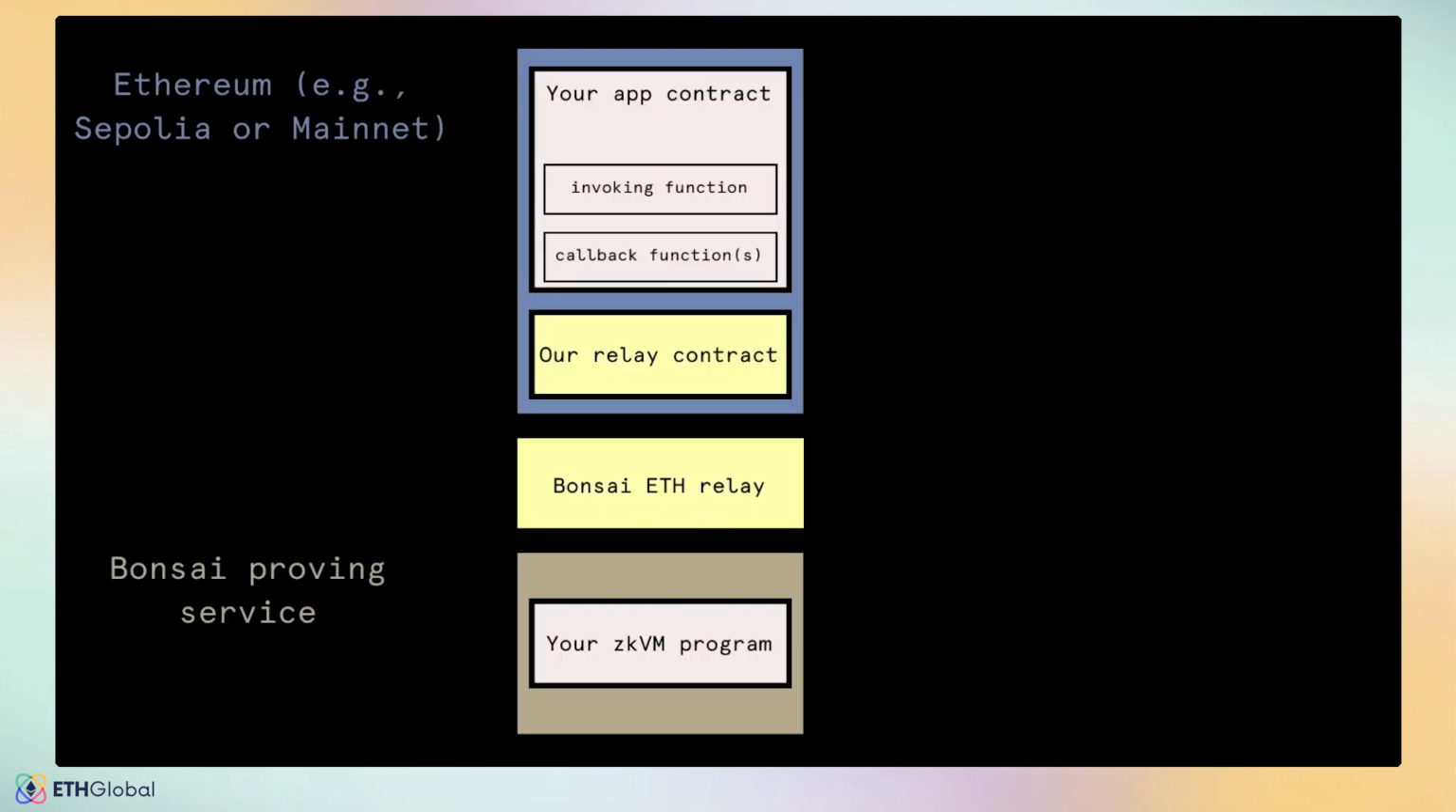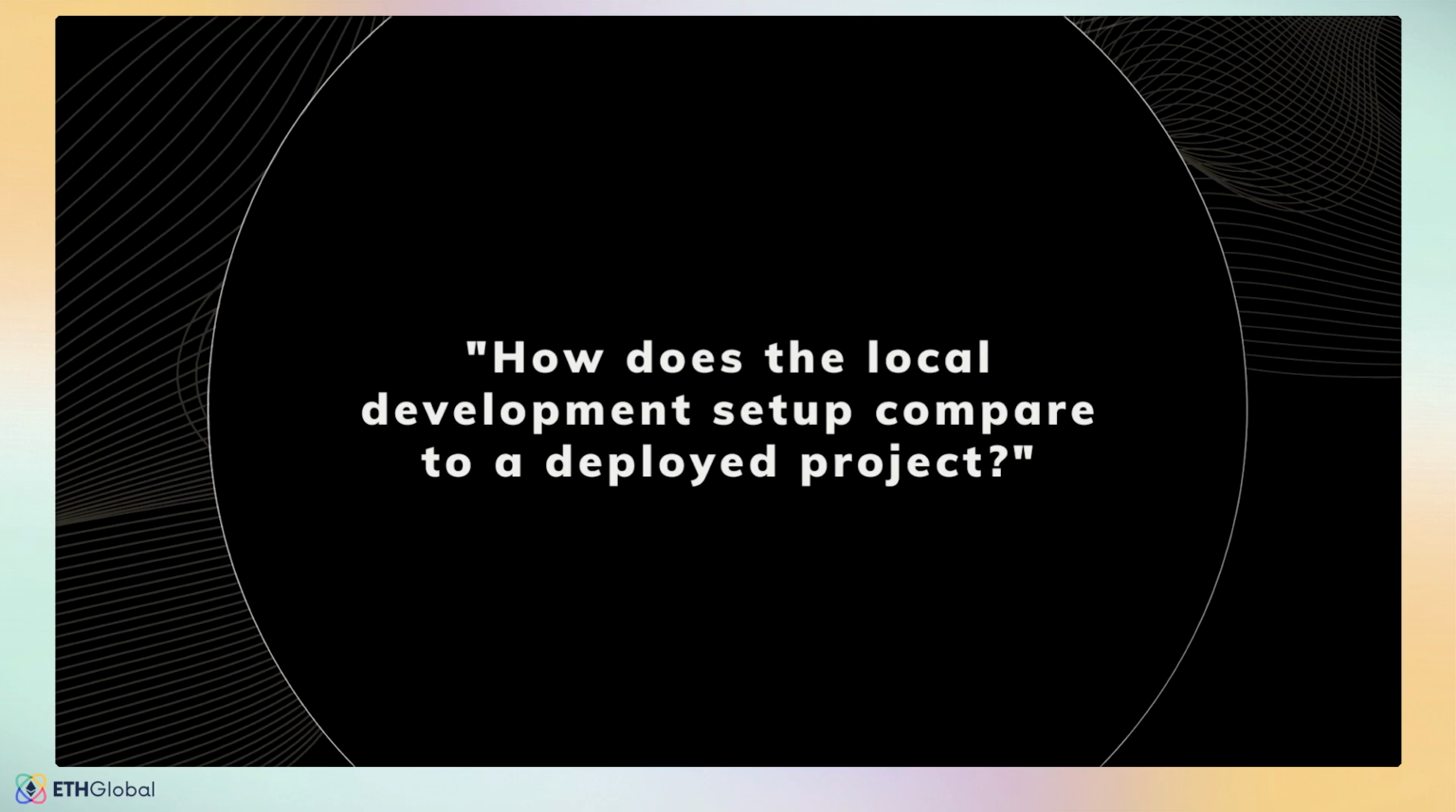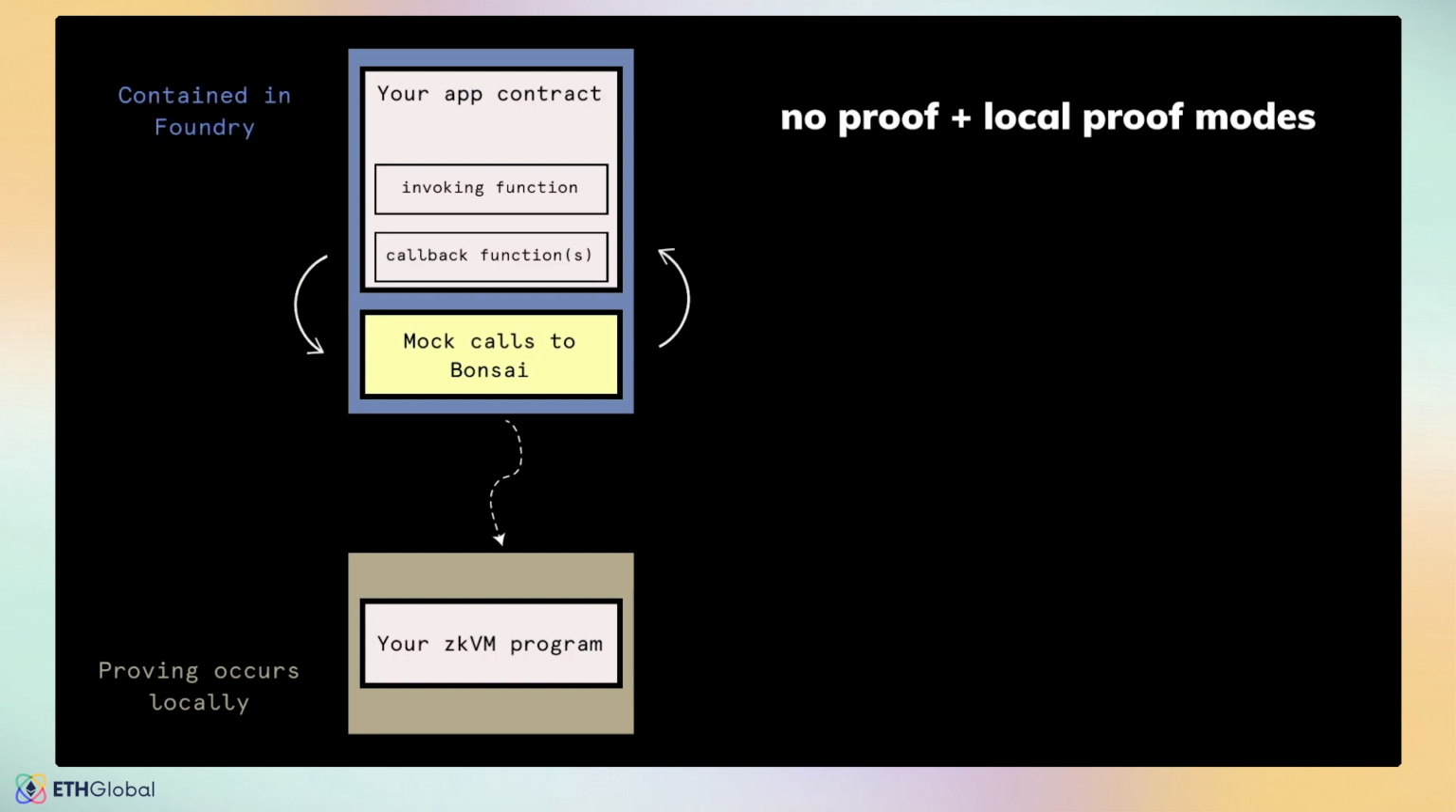And now, this is the final fully deployed form of the project. And I'm just going to show you real quick how the local project is set up, what it does, and how it differs from this final form. So now we're going to ask how the local development setup compares to a deployed project, so that you get an idea of how you're going from what you're building locally to how you're using a real Bonsai proving service. Let's take a quick look here.